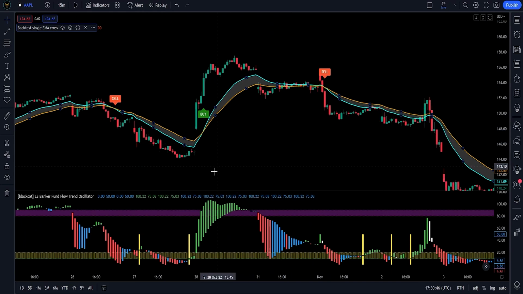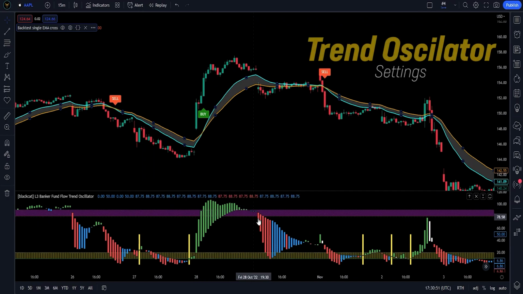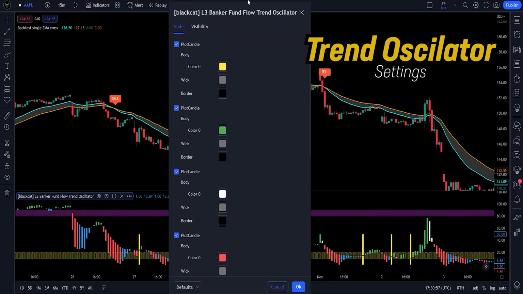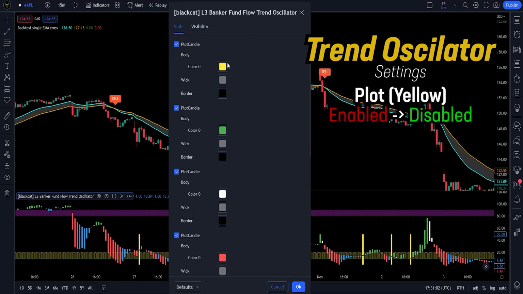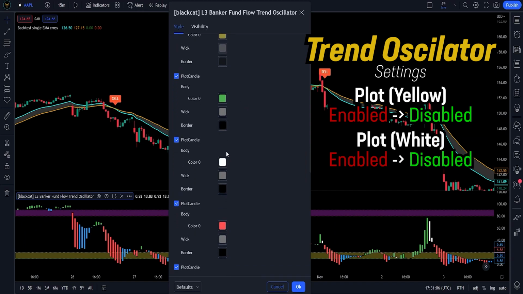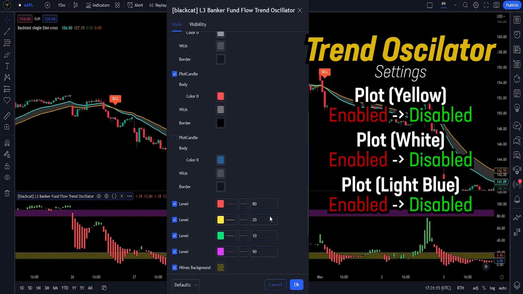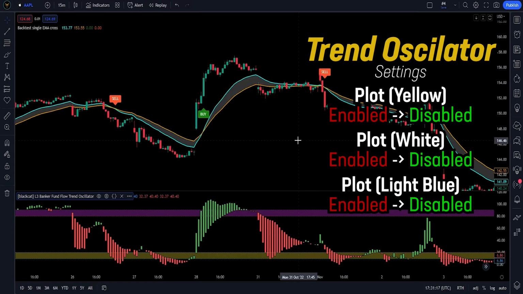This is the Trend Oscillator indicator, and it will function sort of like our volume indicator. So, double-click anywhere in this indicator, and you will once again open its settings. We only need to change 3 settings for this indicator, and all 3 are located in the Style tab. We want to disable this plot candle, which has color 0 set to yellow. This plot candle, which has color 0 set to white. And we also want to disable this other plot candle, which has color 0 set to light blue. Now when you're done with disabling these 3 options, press OK, and we are finished with our indicator setup.